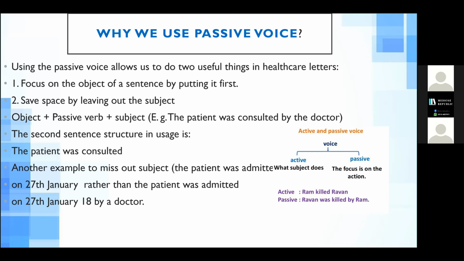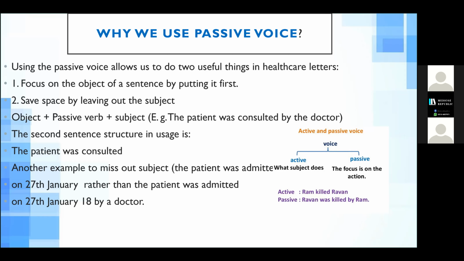The second sentence structure that we use is, the patient was consulted. This is very useful if the person or thing that did the action isn't as important as the person who received the action. In this letter, our whole focus is the patient, so we put the patient first, and by using the passive voice, we achieve our goal. It also allows us to leave out irrelevant information. For example, the patient was admitted on 27 January 2018 is more concise than the patient was admitted on 27 January 2018 by a doctor. It doesn't really matter who admitted the patient, so it's best to leave this information out.